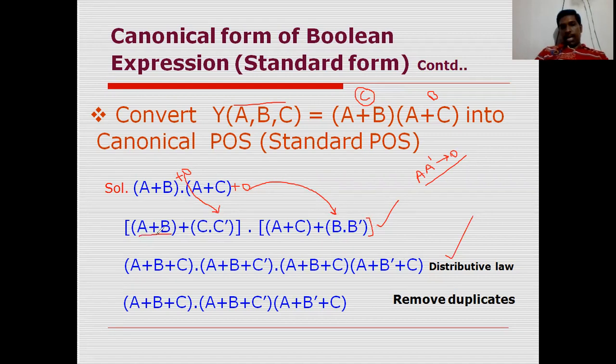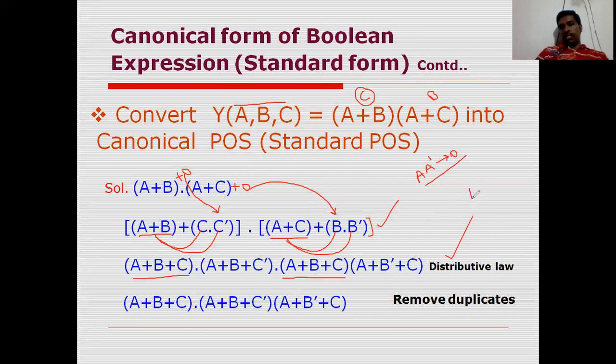Convert this, add this here: A plus B plus C as your first term, A plus B plus C bar as your second term, with a big dot between them. Likewise, distribute A C: A plus C plus B, that is A plus B plus C, and A plus C plus B bar, that is A bar plus B bar plus C. So in total we got 4 terms. Again observe the same concept, A plus B plus C, A plus B plus C.